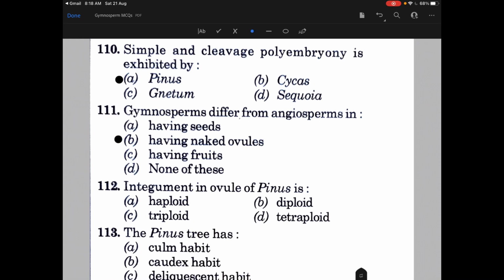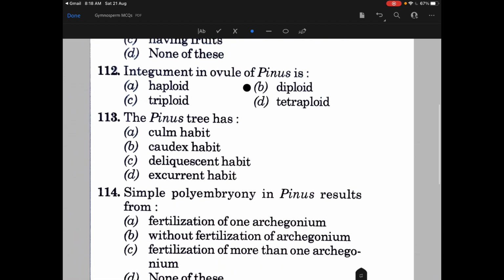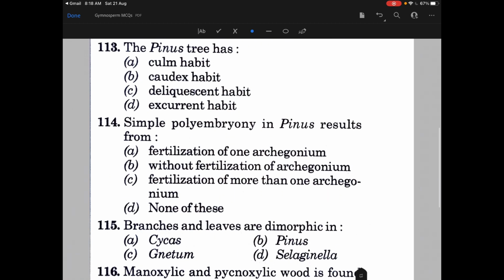Then, the integument in the ovule of a Pinus is dash? And the answer to this is B, that is diploid. Next, the Pinus tree has dash? And the answer is D, that is excurrent habit.